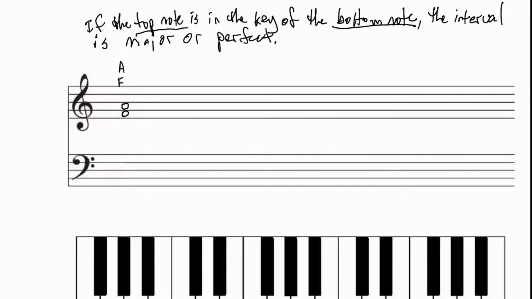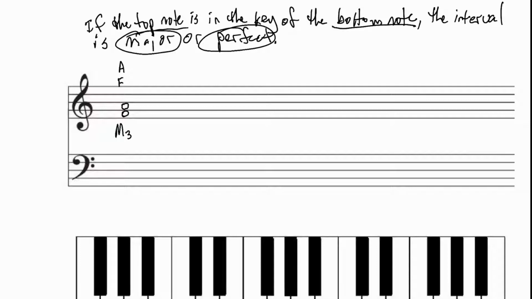I want to draw actual circles around those. Again, look at the video on quantities and qualities to know which intervals can be major, minor: seconds, thirds, sixths, and sevenths; perfect intervals: unison, fourth, fifth, octave. Okay, so back to our major minor conversation here. This is a major third. I know that because the top note, A, is in the key of the bottom note, F. That makes it major. And I know it's going to be major, not perfect, because it's a third.